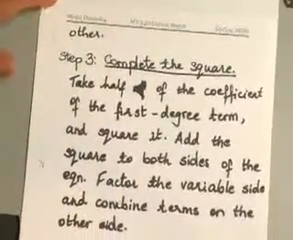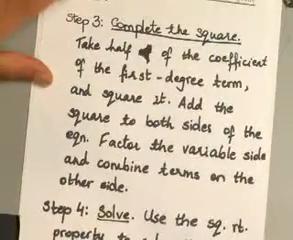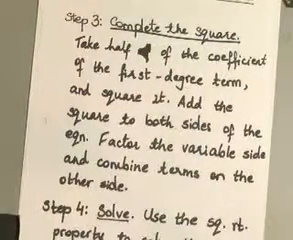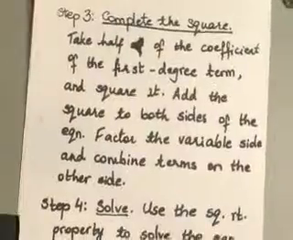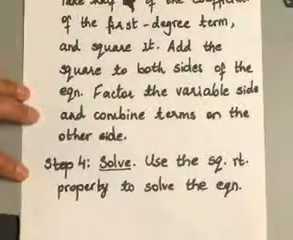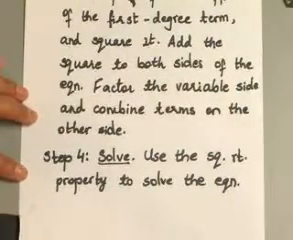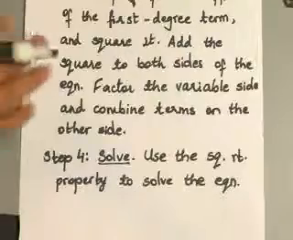You take half of the coefficient term of the first degree, which is your middle term, and you square it. Then you add that square to both sides of the equation, and then you factor the variable side and you combine the other side where you just add all the coefficients together. And the last part, of course, is you solve the equation by using the square root property.